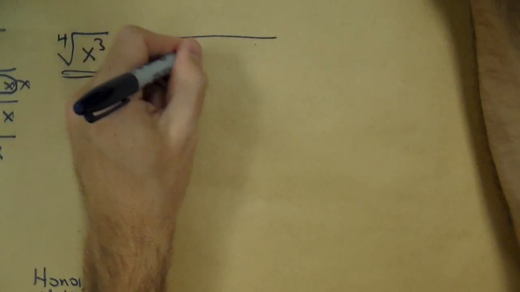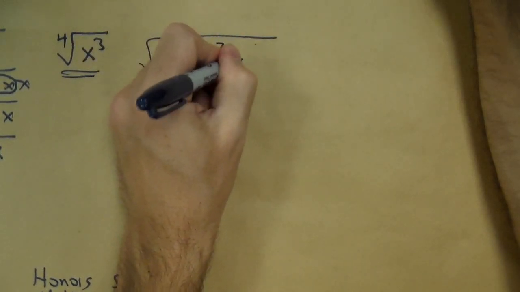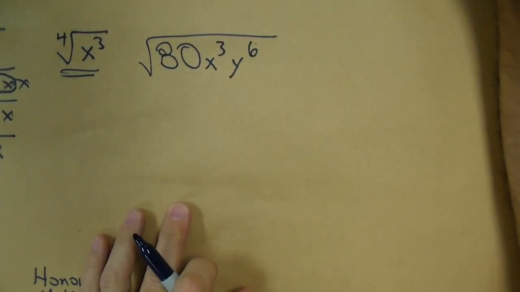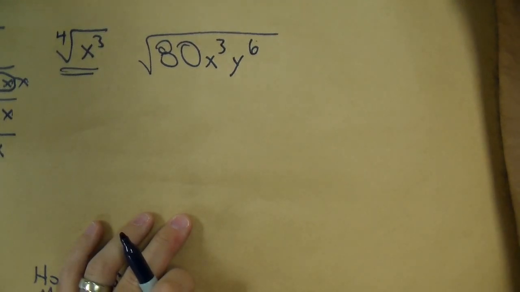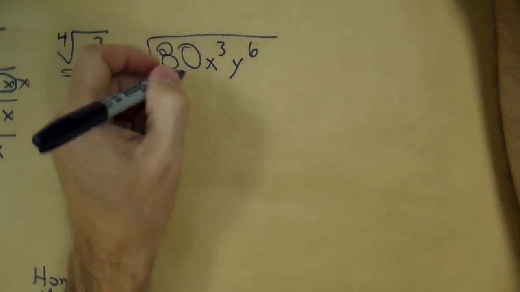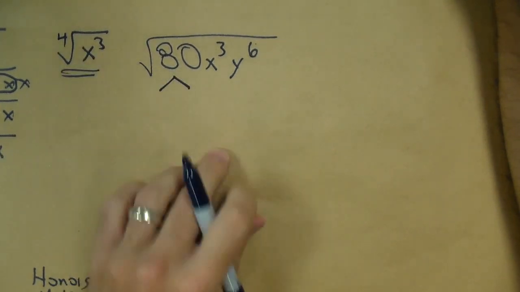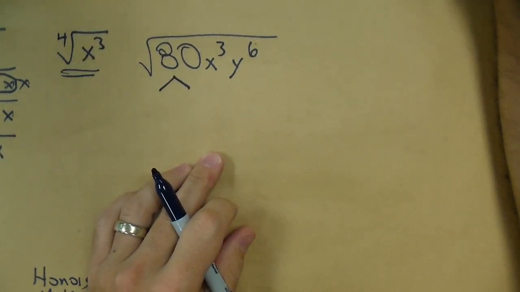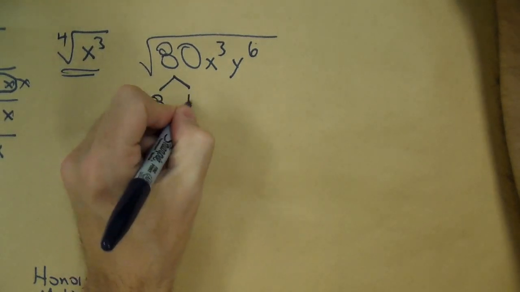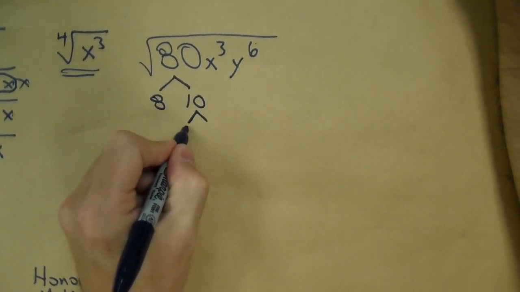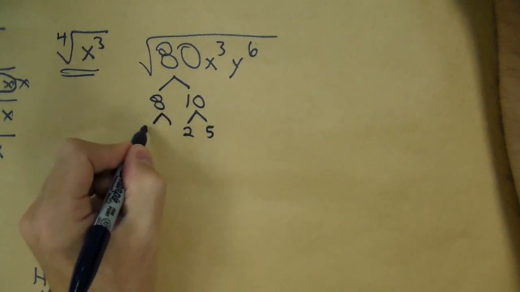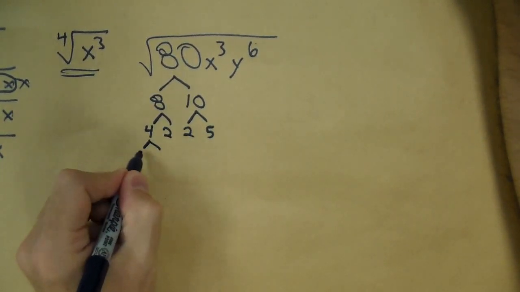So let's go with the square root of 80 x to the 3rd y to the 6th. I'm first going to look at 80. I want to get that to the simplest form. The variables kind of take care of themselves because we know how many we have of them. So for 80, we could do something like 8 times 10. 10 is 2 and 5. 8 is 4 and 2.